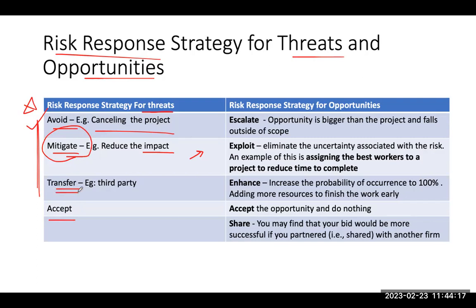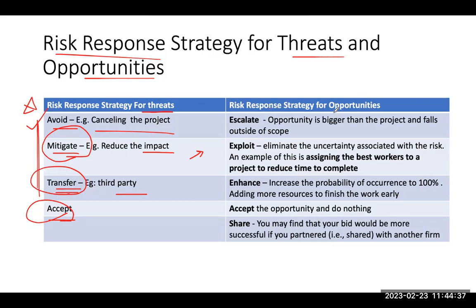Transfer: here, I don't want to be liable, but I'm transferring it over to a third party. A best example would be insurance. Wherever your PMP question talks about insurance, you can blindly choose the option as transfer. Accept: here, we don't do anything about it and you just accept it.